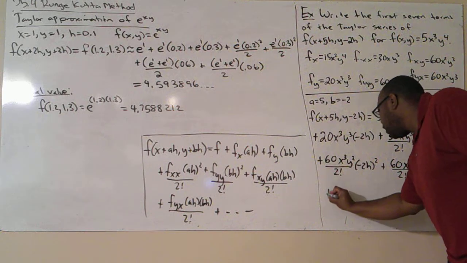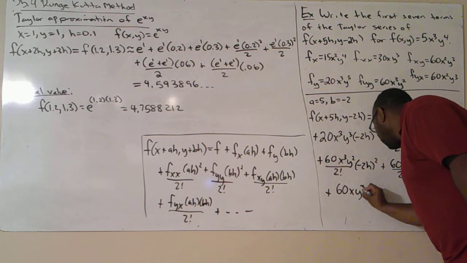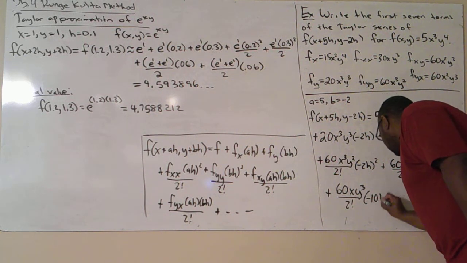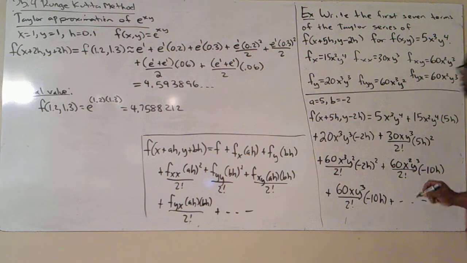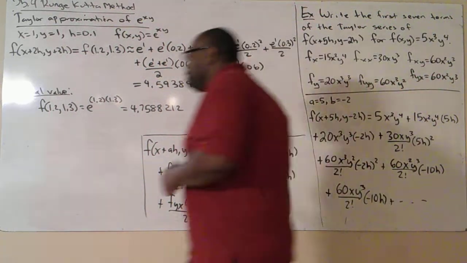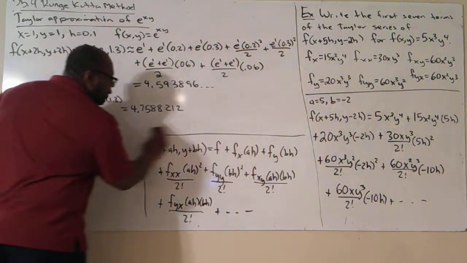And then I get one more, exactly the same thing. And of course it keeps going. Okay. So that's our Taylor series for f of x plus 5h, y minus 2h, and our function being 5x cubed times y to the 4th.